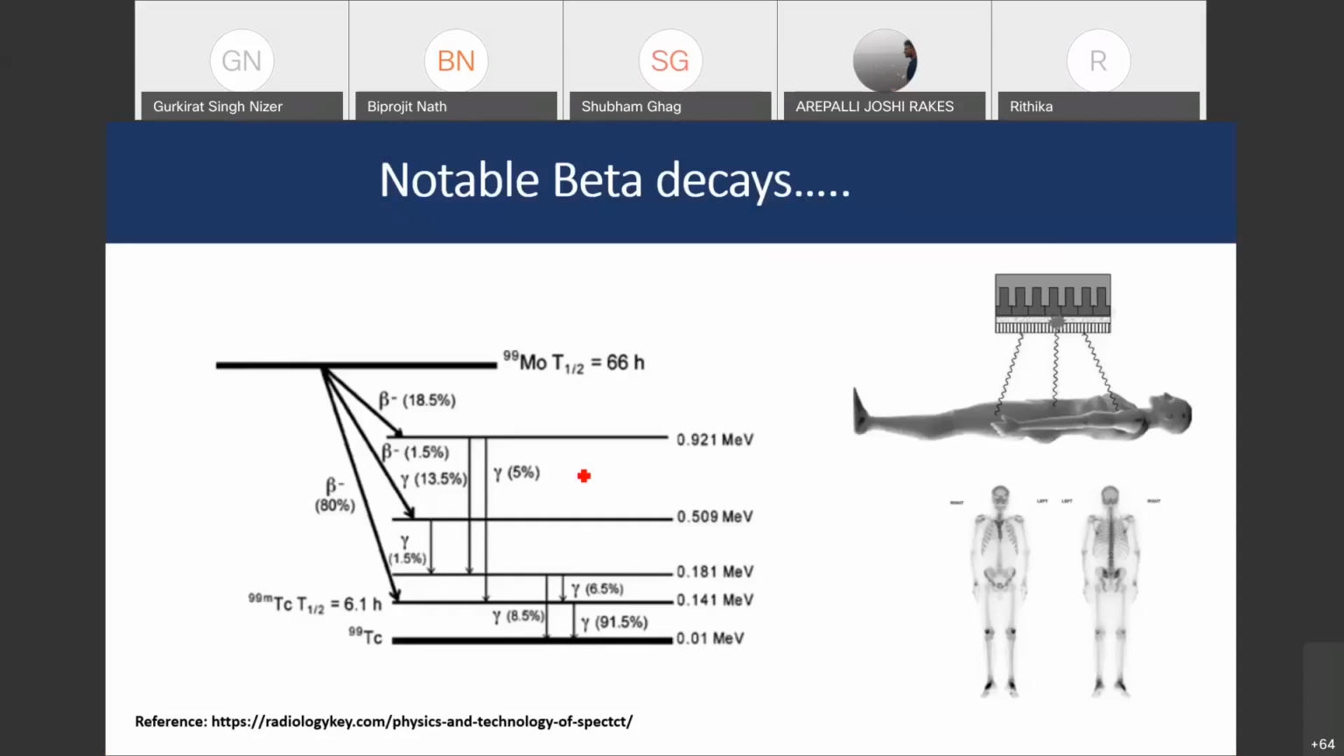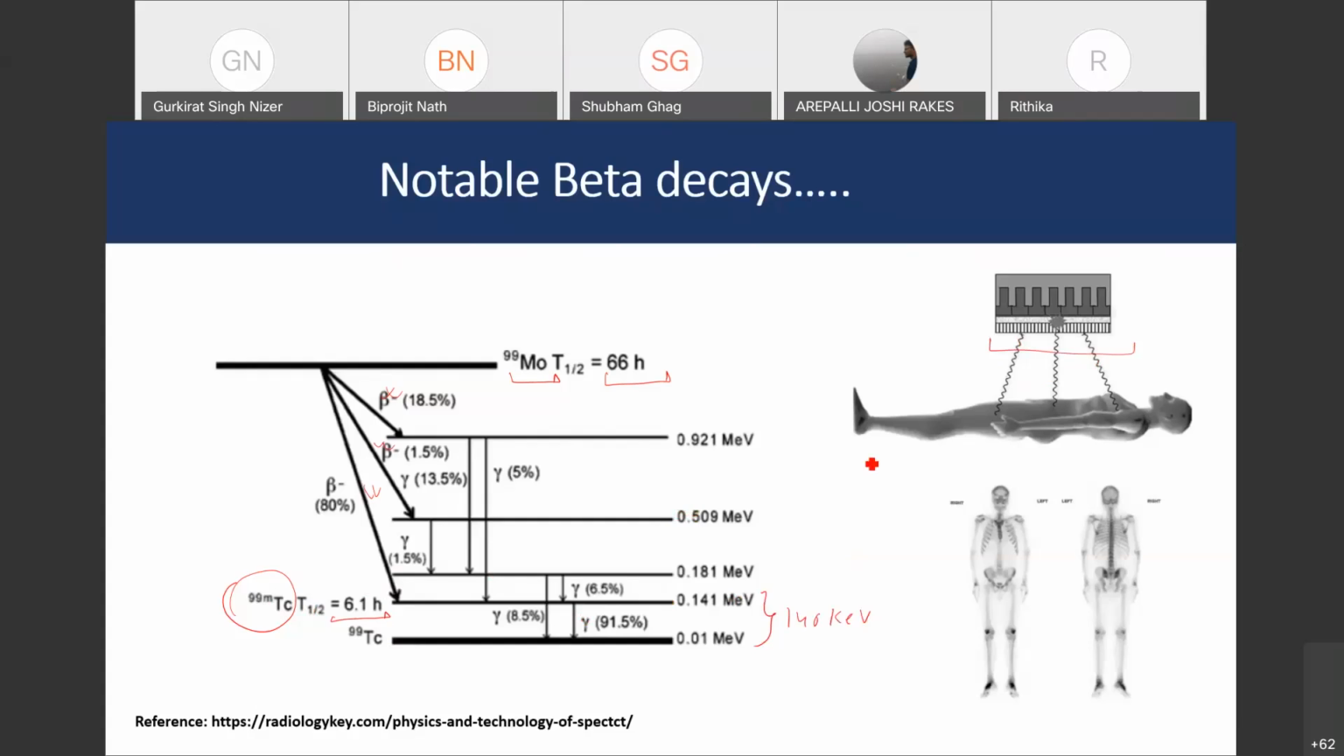Now we'll talk about some important beta decays, which are very important from the nuclear medicine point of view. We can see molybdenum 99, which has a half life of about 66 hours. It decays through beta minus to technetium metastable, which has a half life of 6.1 hours. Technetium metastable immediately emits a gamma ray photon with energy of 140 keV. This gamma ray photon is of prime importance in nuclear medicine, because it is detected by our gamma cameras for imaging.